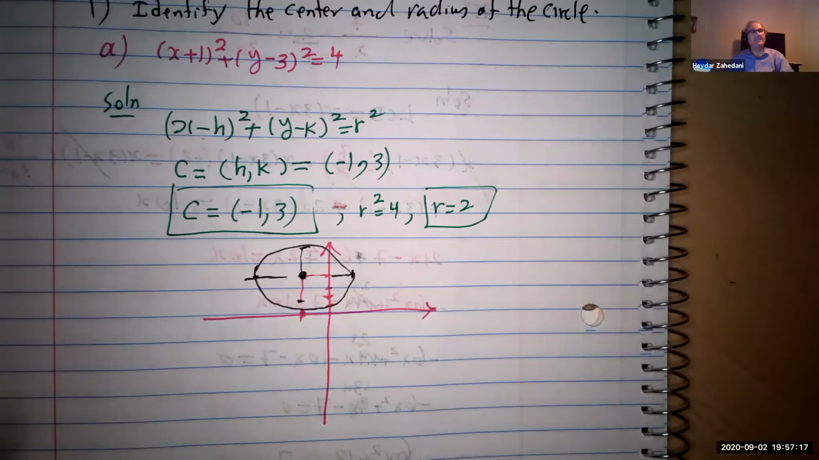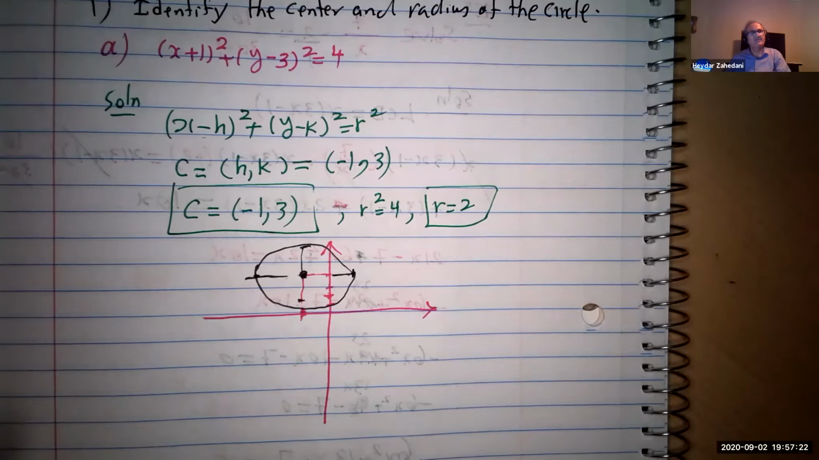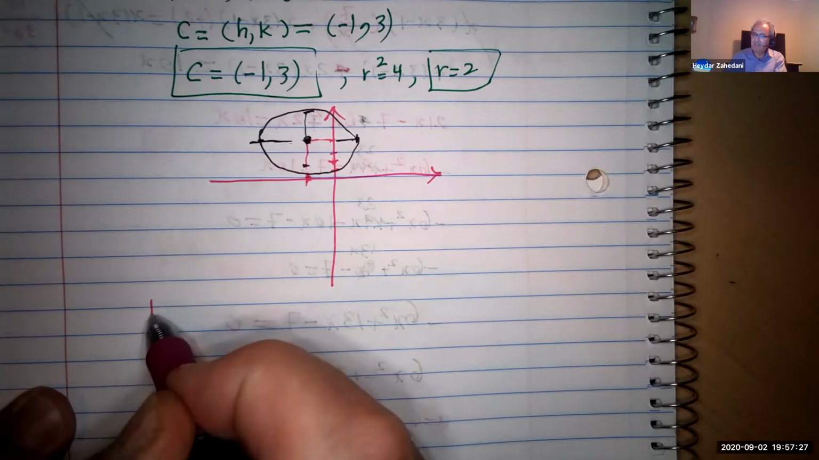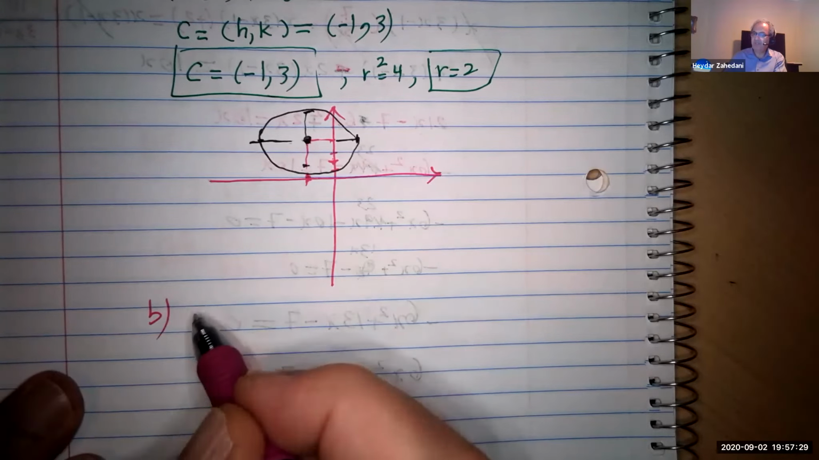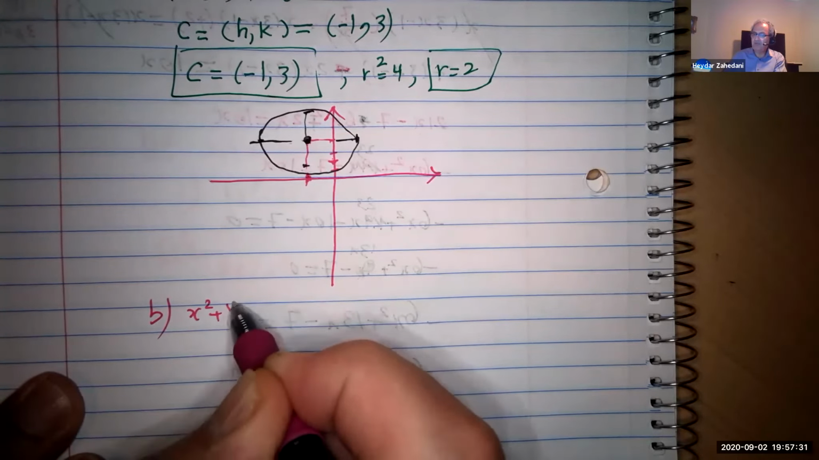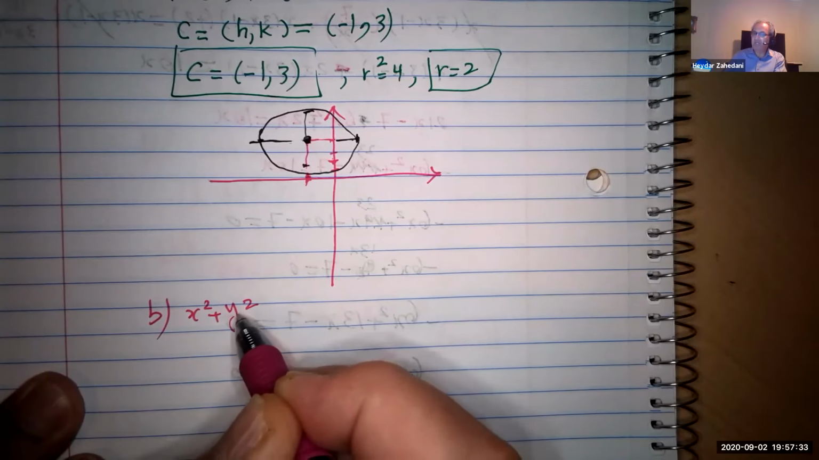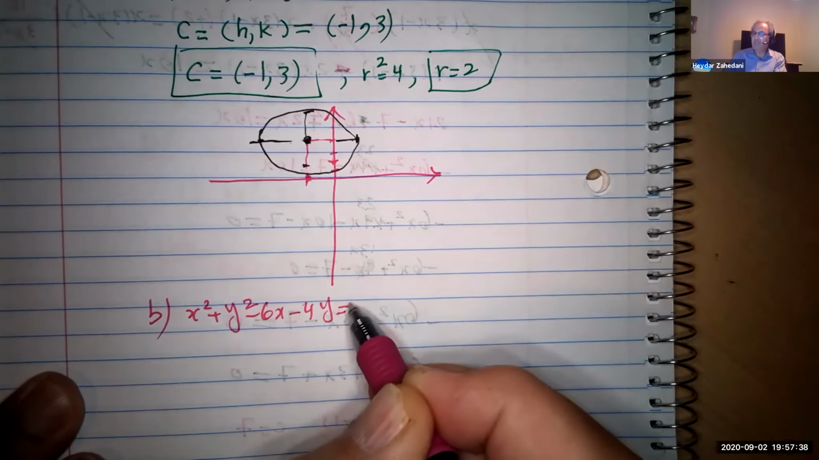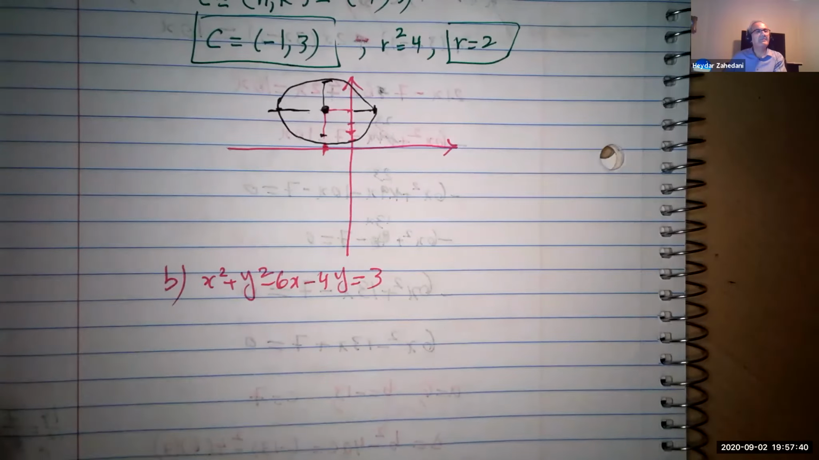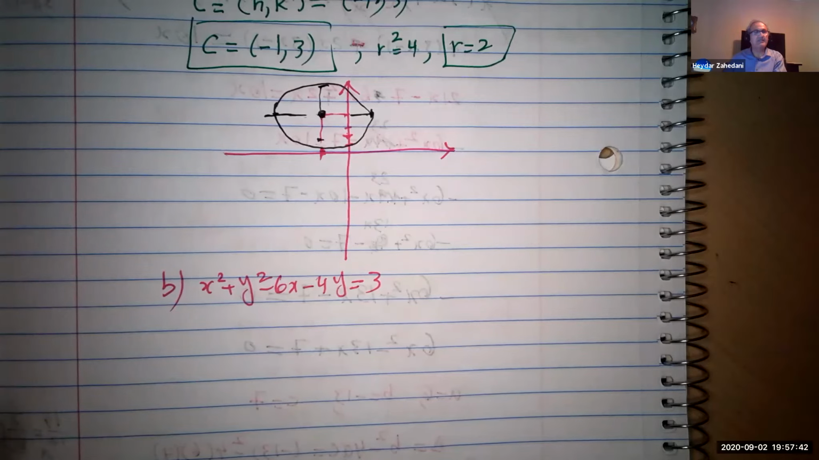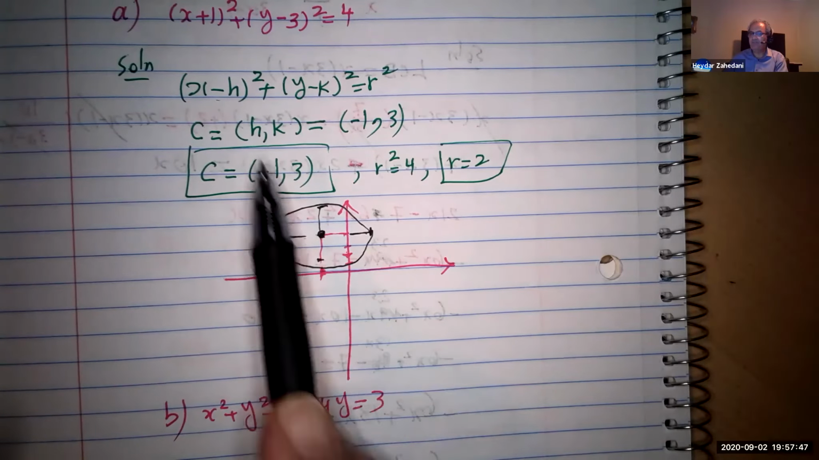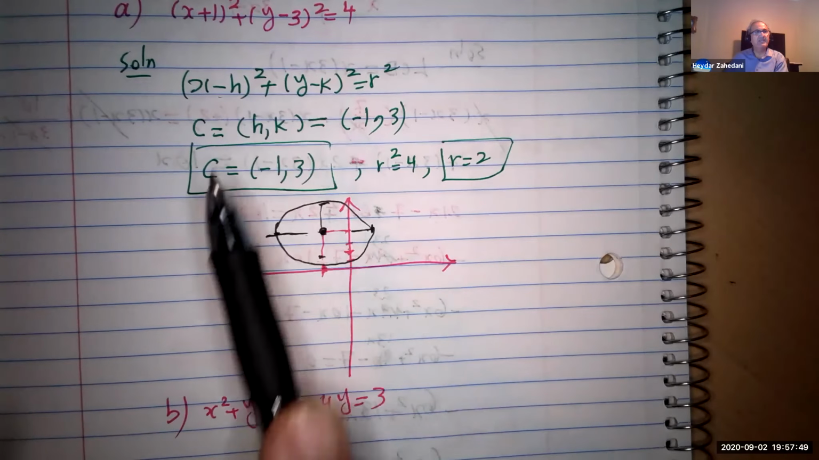The other type is where the equation is not standard, so you have to change it. That's the completing the square method that we talked about. So that's part B. It's x² + y² − 6x − 4y = 3. This is the one that is not in standard form. The standard form is this one. We need to complete the square here.